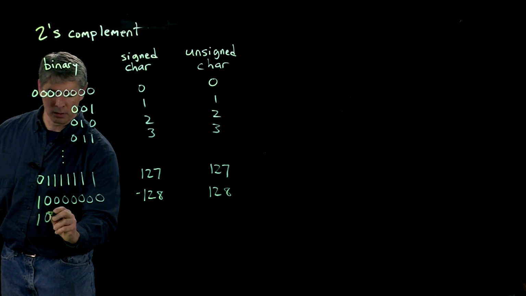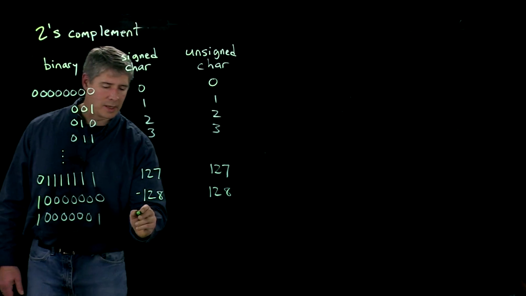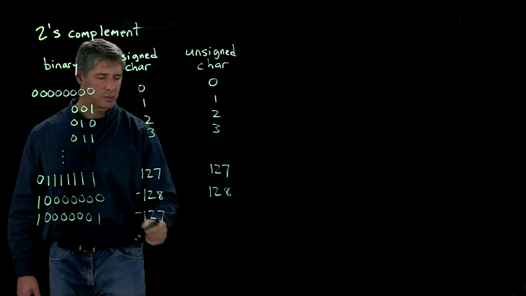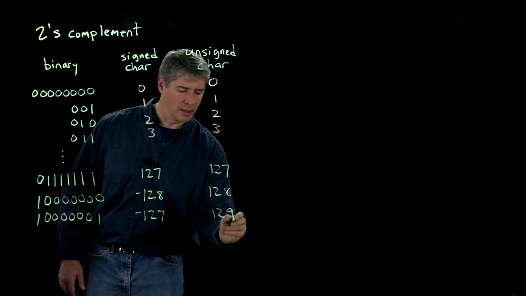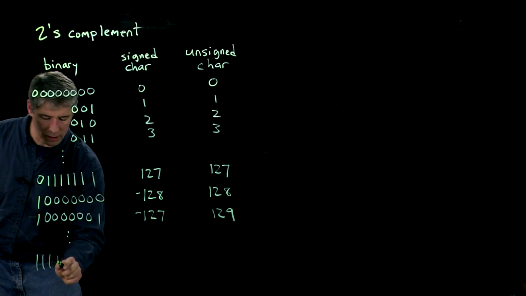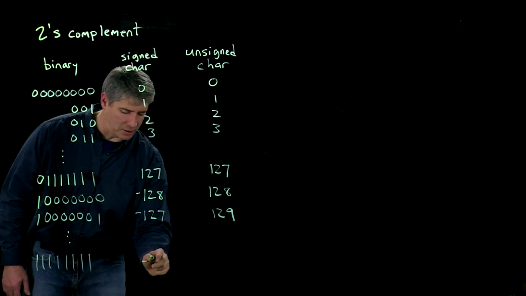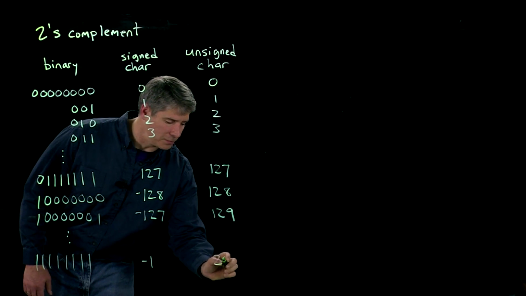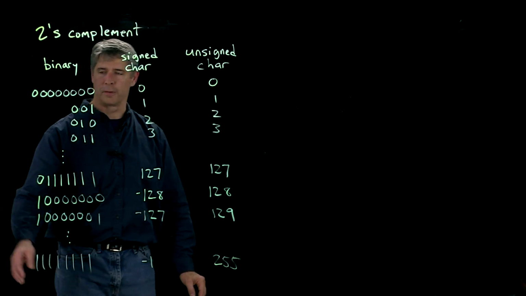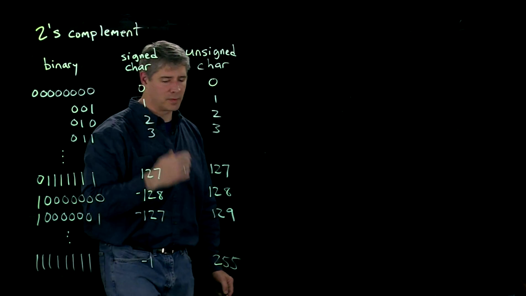And that still continues counting upward after this flip. So now we're at minus 127. This is at 129. And we continue until we get to all ones, at which point this will have value minus 1. This is value 255, the maximum value. And if we add one more to that, we're going to overflow, go back to the top here, and minus 1 becomes 0, etc. Okay.